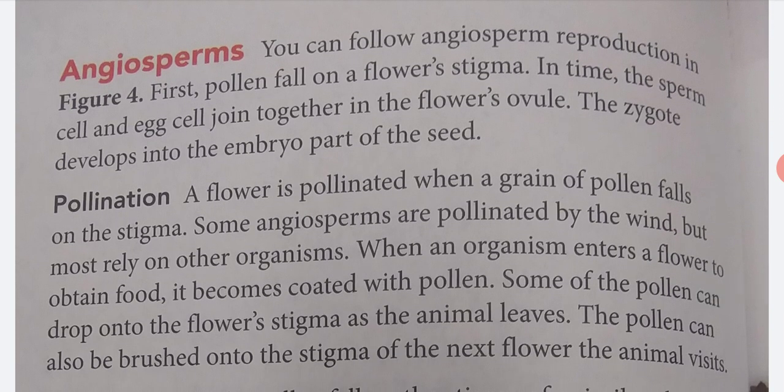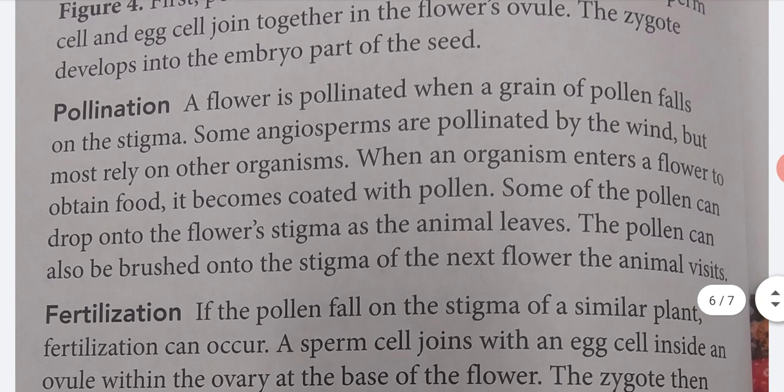Angiosperms. You can follow angiosperm reproduction in Figure 4. First, pollen falls on a flower's stigma. In time, the sperm cell and egg join together in the flower's ovule. The zygote develops into the embryo part of the seed.